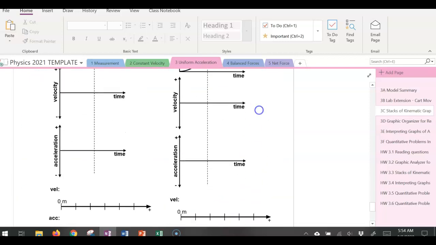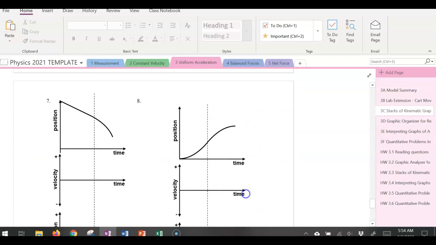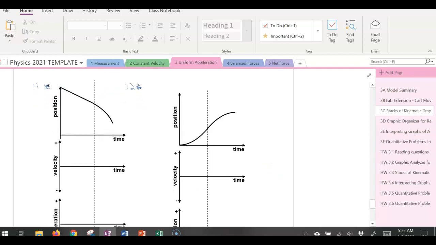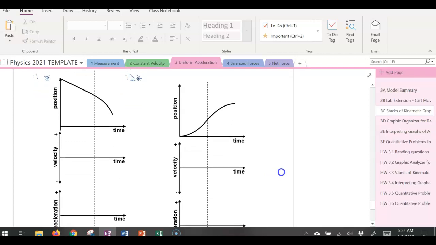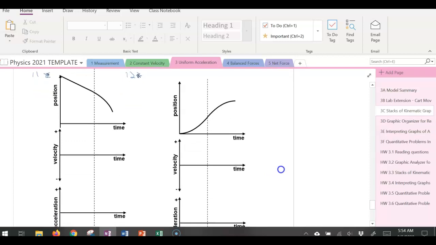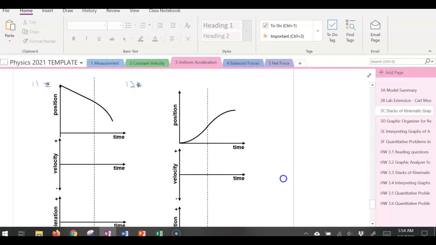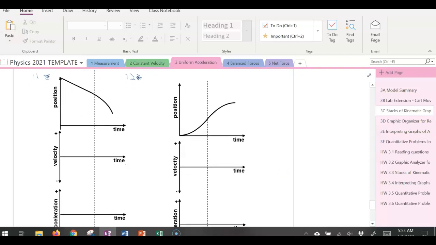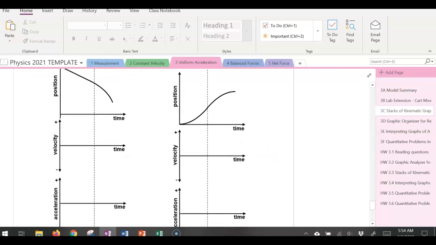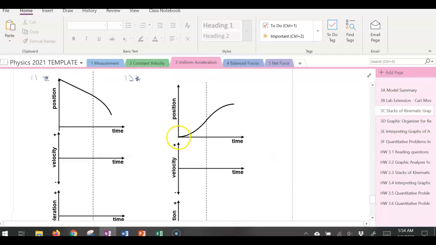And I think I'm going to go down and do one of these for the last one, since this video is getting long. I'm going to do number 12. So here we have this object. It begins at position 0. I'm going to do a couple of tangent lines.